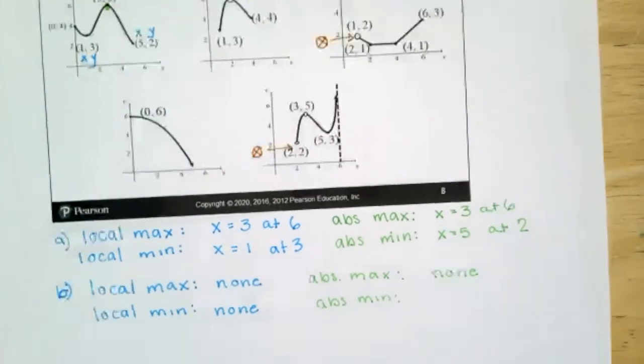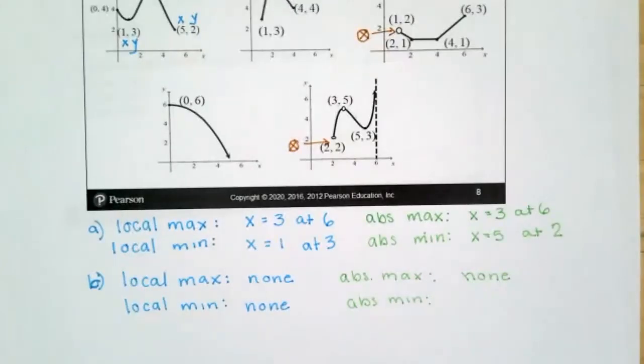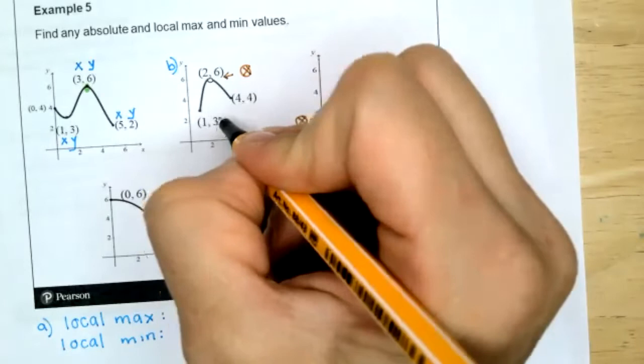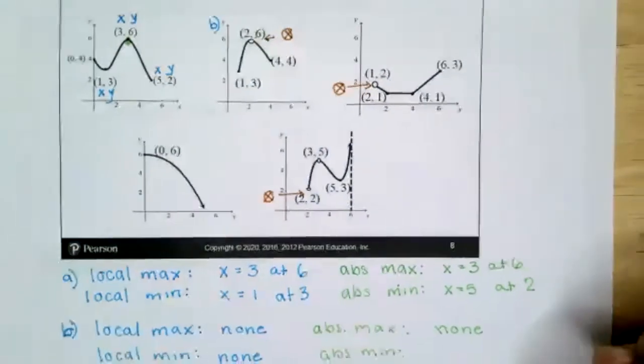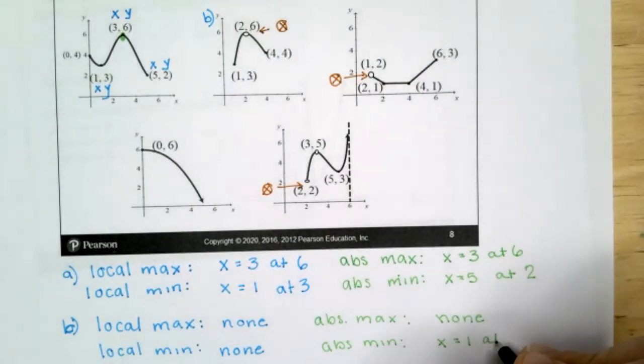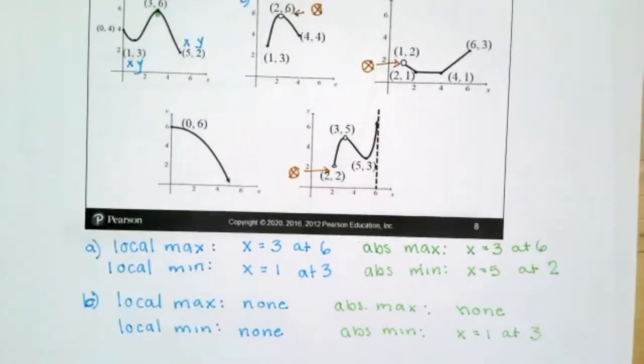I can find my absolute minimum. So the only term I can find for B is my absolute minimum. Y is 3, Y is 4, Y is 6. The lowest is Y equals 3, right? So it's at X is 1 at positive 3 for B.